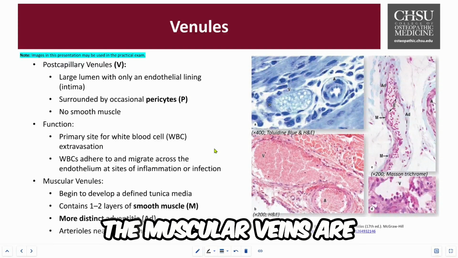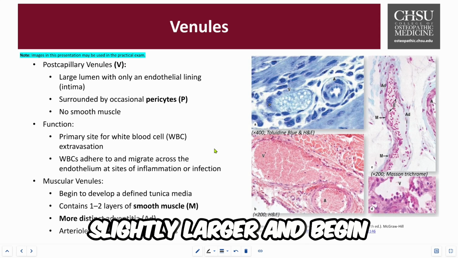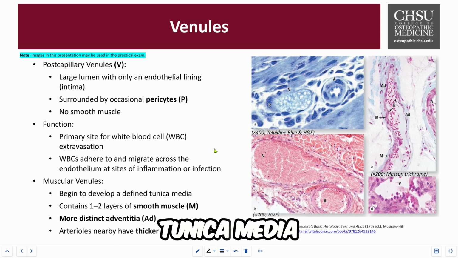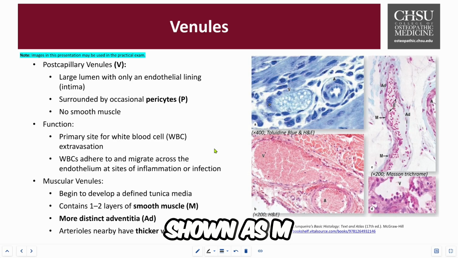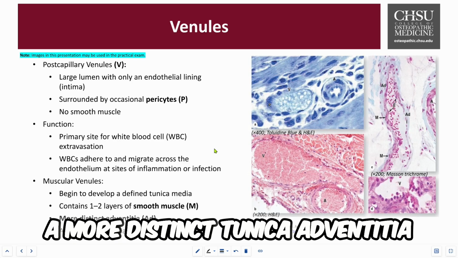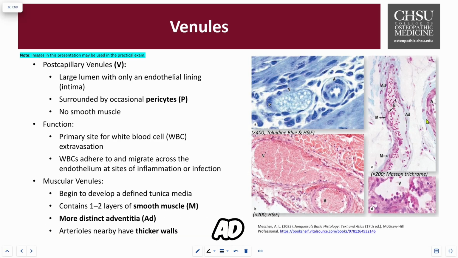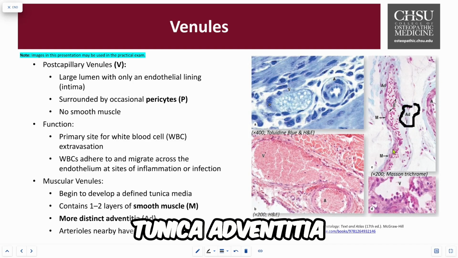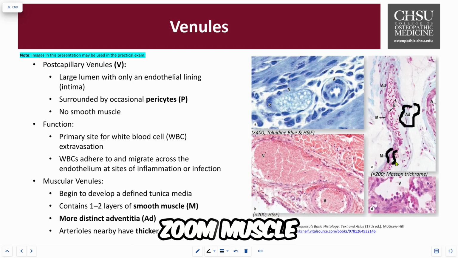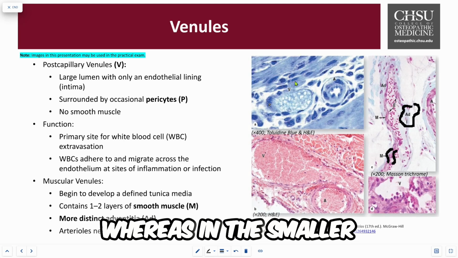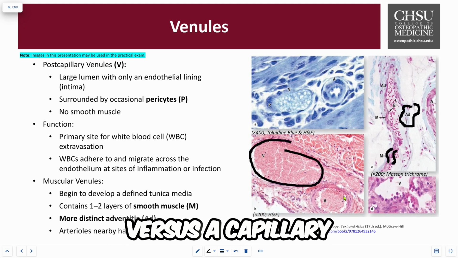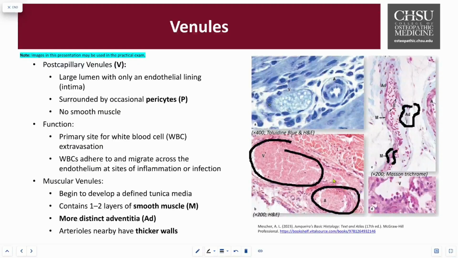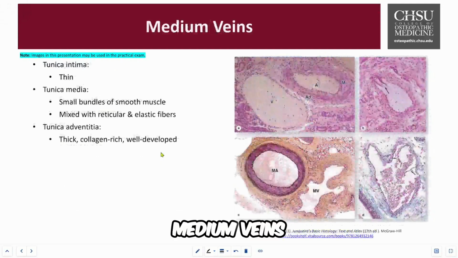The muscular venules are slightly larger and begin to develop a defined tunica media. They contain 1 to 2 layers of smooth muscle, shown as M, and they oftentimes have a more distinct tunica adventitia, AD, in this image. So over here you can see the AD, tunica adventitia, and you can see about 2 layers of smooth muscle in the larger ones, whereas in the smaller ones you can't really see much. This is a vein versus a capillary versus an artery.